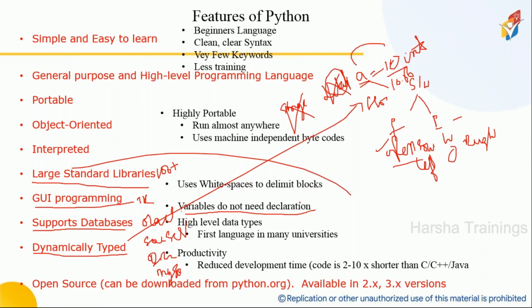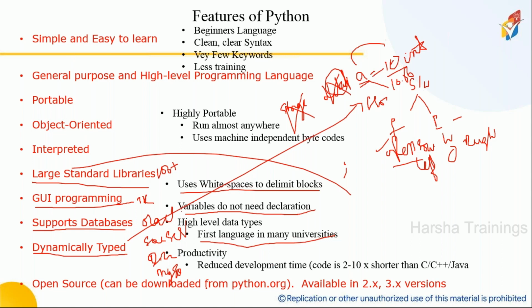Another important point is that in C and Java, you have to end statements with semicolons. The end of a statement has to be separated with a semicolon. Whereas in Python, we just use white spaces to delimit the blocks. No need to specify semicolons. Now, it is the first language in many universities.